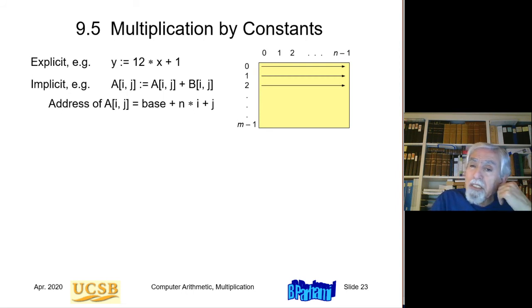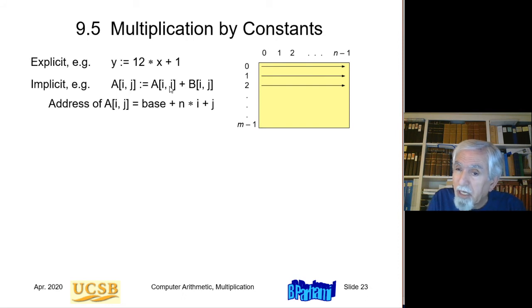Okay. Multiplications by constants occur very often. They are hidden. Here, there's obviously an explicit multiplication by a constant. But when you have array elements, to access array elements, let's say a[i][j], the address of a[i][j] is the base of the array plus n times i plus j, where n is one of the dimensions of the array. I'm assuming storage in row major order. Therefore, this is a hidden multiplication. Whenever I access a[i][j], this multiplication actually occurs at the machine level, at the code level.